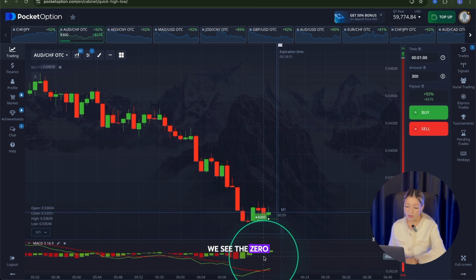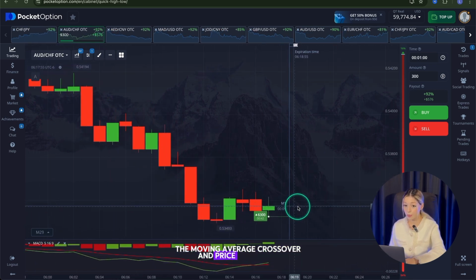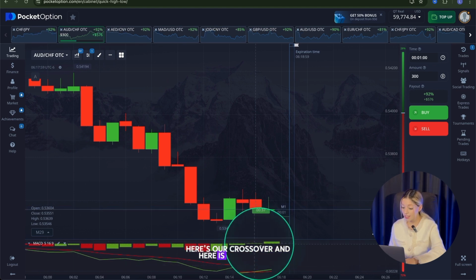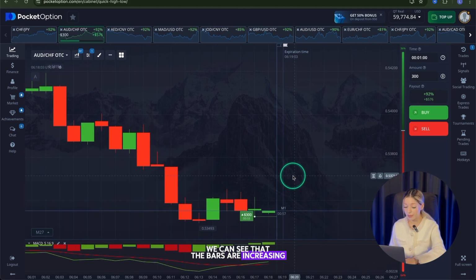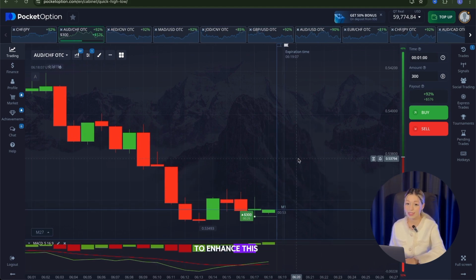So we see the zero line crossover, the moving average crossover, and price moving up. Here is our crossover, and here is the zero line. We can see that the bars are increasing. And now, how can we add a trend indicator to enhance this setup?